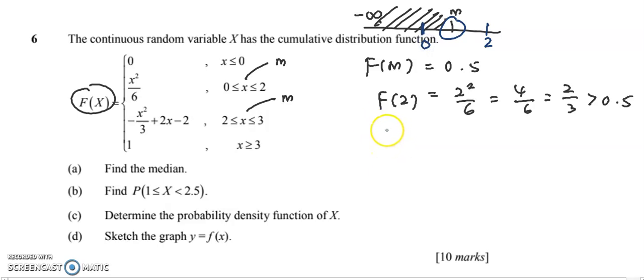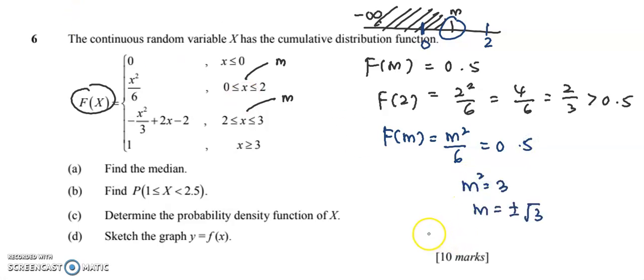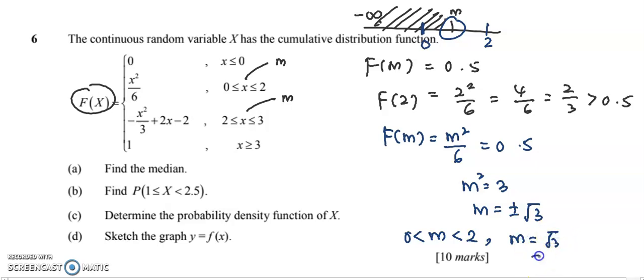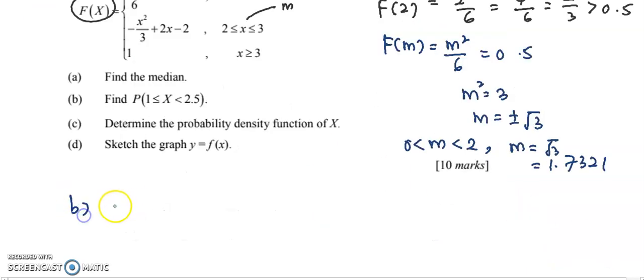So we can now substitute m into the first formula, which is m squared over 6 equals 0.5. From here, we solve for m. Since m should be located between 0 and 2, m will be equal to the square root of 3, that is 1.7321. Next, we need to find the probability of 1 to 2.5.